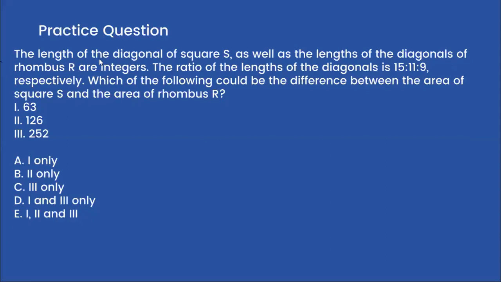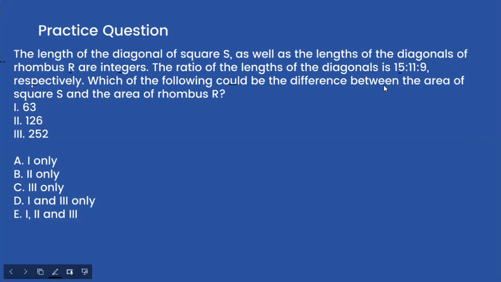The length of the diagonal of square S as well as the lengths of the diagonals of rhombus R are integers. The ratio of the lengths of the diagonals is 15:11:9 respectively. Which of the following could be the difference between the area of the square S and the area of the rhombus R? Let's understand the question carefully.